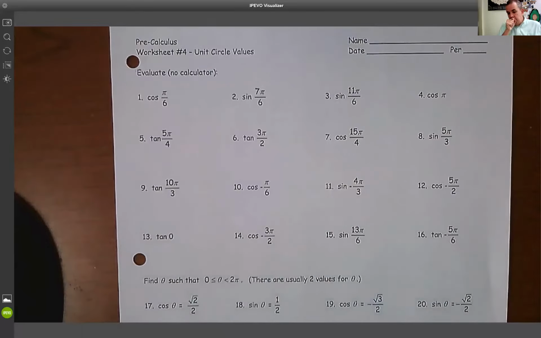Okay, now we're going to look at how we solve problems. So we'll go back and share screen. These are the kind of problems we worked in class. What we're looking at is cosine pi over 6.